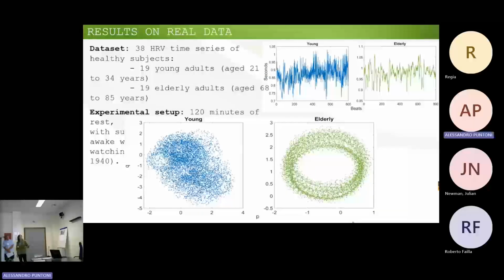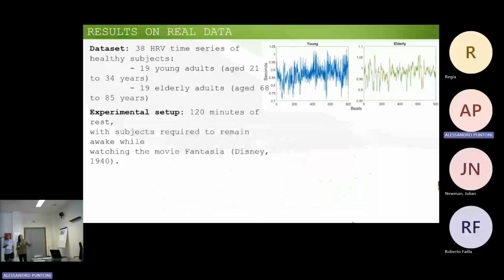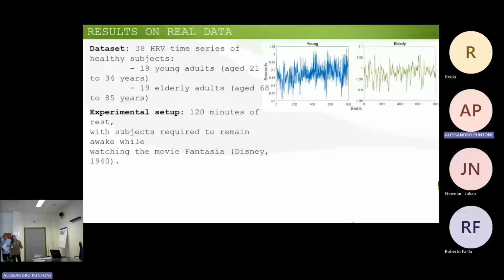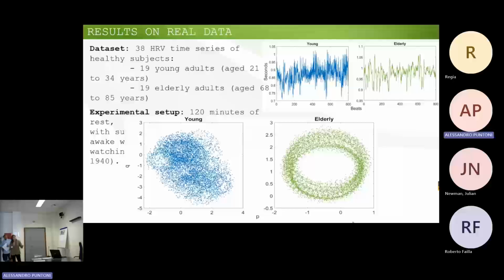And I was saying that these trajectories, so they are real time series, are quite similar to those trajectories that are obtained analyzing regular synthetic time series. Okay, and so the elderly ones are the first one, and then the younger ones are the second one? Yes. This is for a young subject and for an elderly subject.